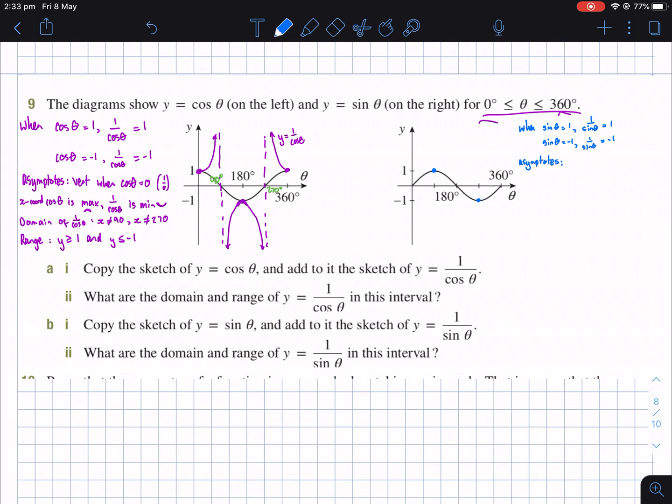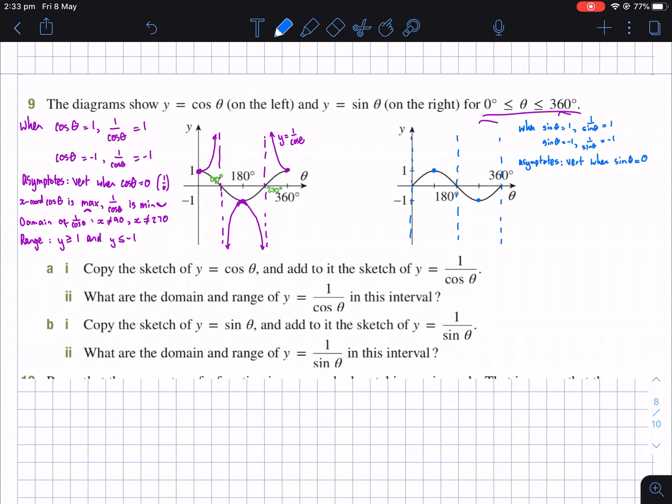Well, our vertical asymptote, when sine theta equals 0, because you can't do 1 on 0, so that's here and here and here. So we're never going to get there.